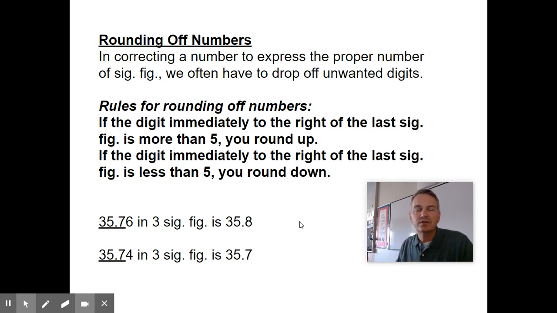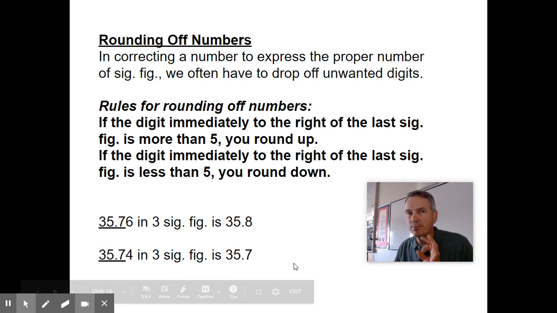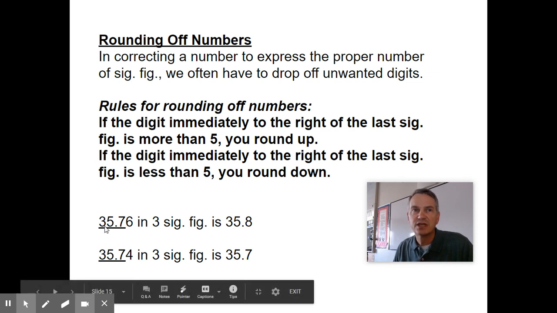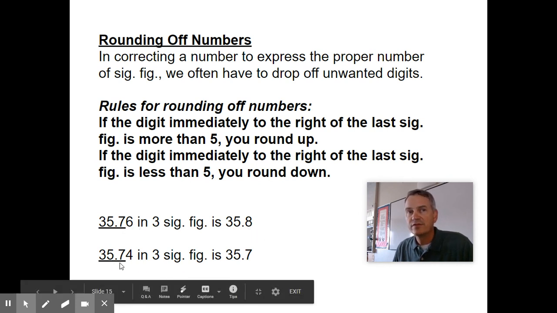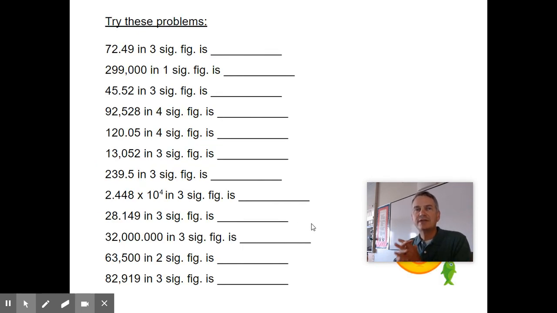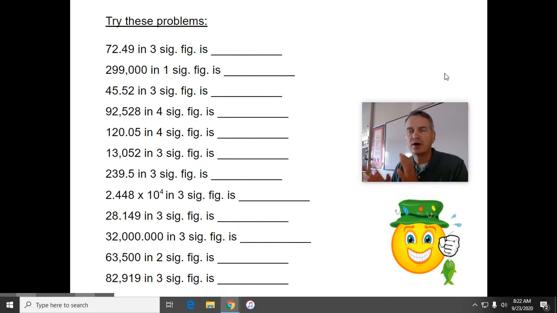All right, so in this case, if we have a number 35.76 and we need to record that to 3 significant figures, here's the last one we're keeping. We look at the 6, it's 5 or more, so it becomes 35.8. 35.74 is going to be 35.7. You've done rounding before, so that's basically the same idea. All right, what I want you to do now is pause the video and copy down all of these numbers and round them to the correct number of significant figures. Okay, so pause it and I'll put the answers up in just a second.